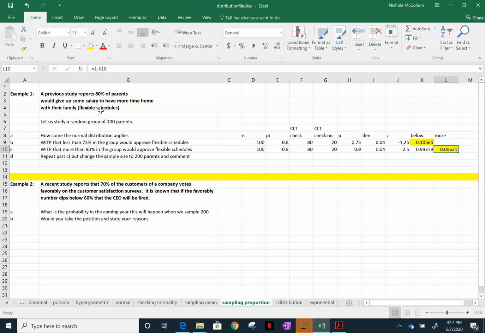That is, a flexible schedule. So take 100 parents, 78% said yes. That makes sense because it's close to 80. Again, close meaning within the spread factor of 4%.